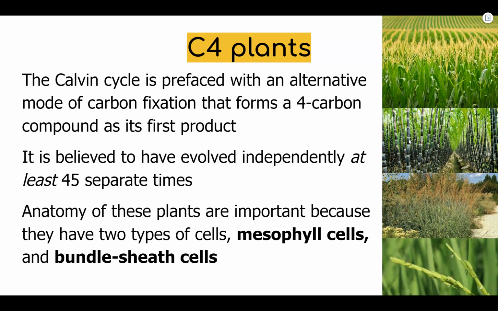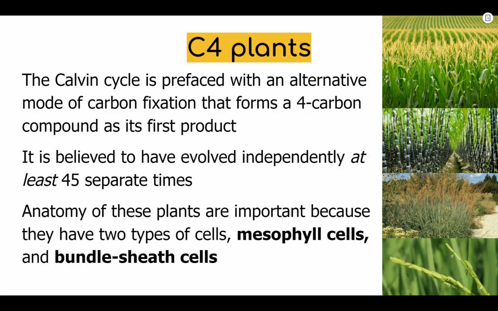In C4 plants, these are like sugarcane and corn and big, thicker grasses. These are examples of C4 plants. And what happens is before they get to the Calvin cycle, there's a different way to get carbon out of the atmosphere that forms a 4-carbon compound as its first product.